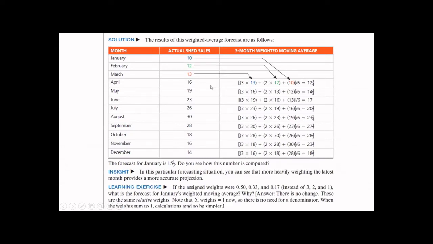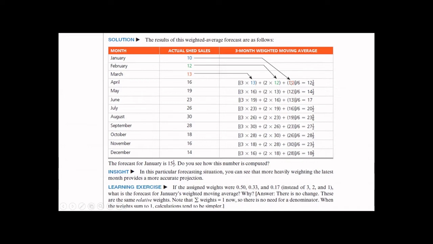So what happened is this. This is from the book, the same example. The company has this data, actual sales: 10, 12, 13, and so on. So for a 3-month weighted moving average, it uses 3 months. It is 3 times 13 plus 2 times 12 plus 10, divided by 6, because it's 10 times 1 basically.